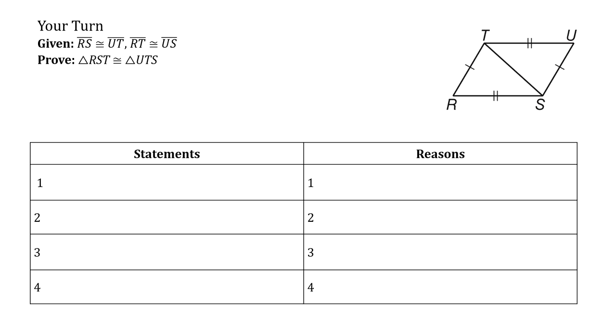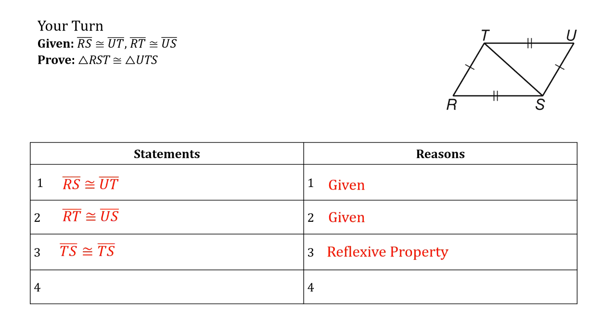Okay, so we were given our 2 statements. RS is congruent to UT, given. RT is congruent to US, again, that was a given. So between the diagram and the words, we know they're given. We're looking at our parallelogram. We see that our triangles share a side. So TS is congruent to TS. That's our reflexive property. We've proven all 3 sides are congruent. So the triangles are congruent from the SSS postulate. Does that make sense? Awesome.